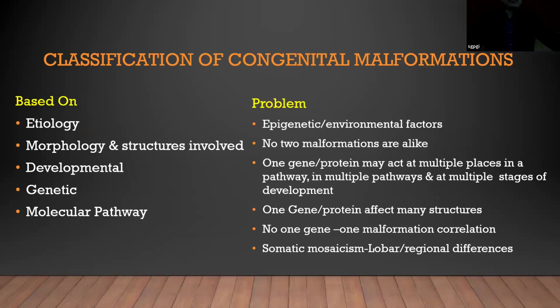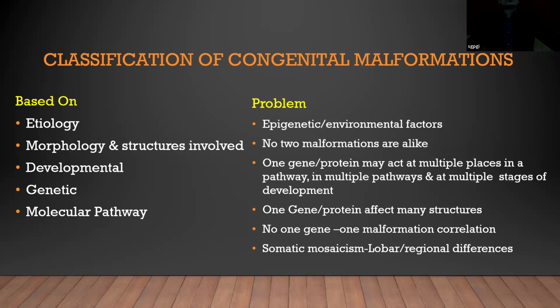Multiple attempts have been made to classify congenital malformations based on, say, etiology. But the problem is it can be genetic. A lot of them are due to genetic factors, but there may be epigenetic and environmental factors, so it will not work for some of them. If you look at morphology and structures involved, most of the earlier researchers were doing it like this. But no two malformations are alike, so going by morphology alone, you will not be able to classify many of them.